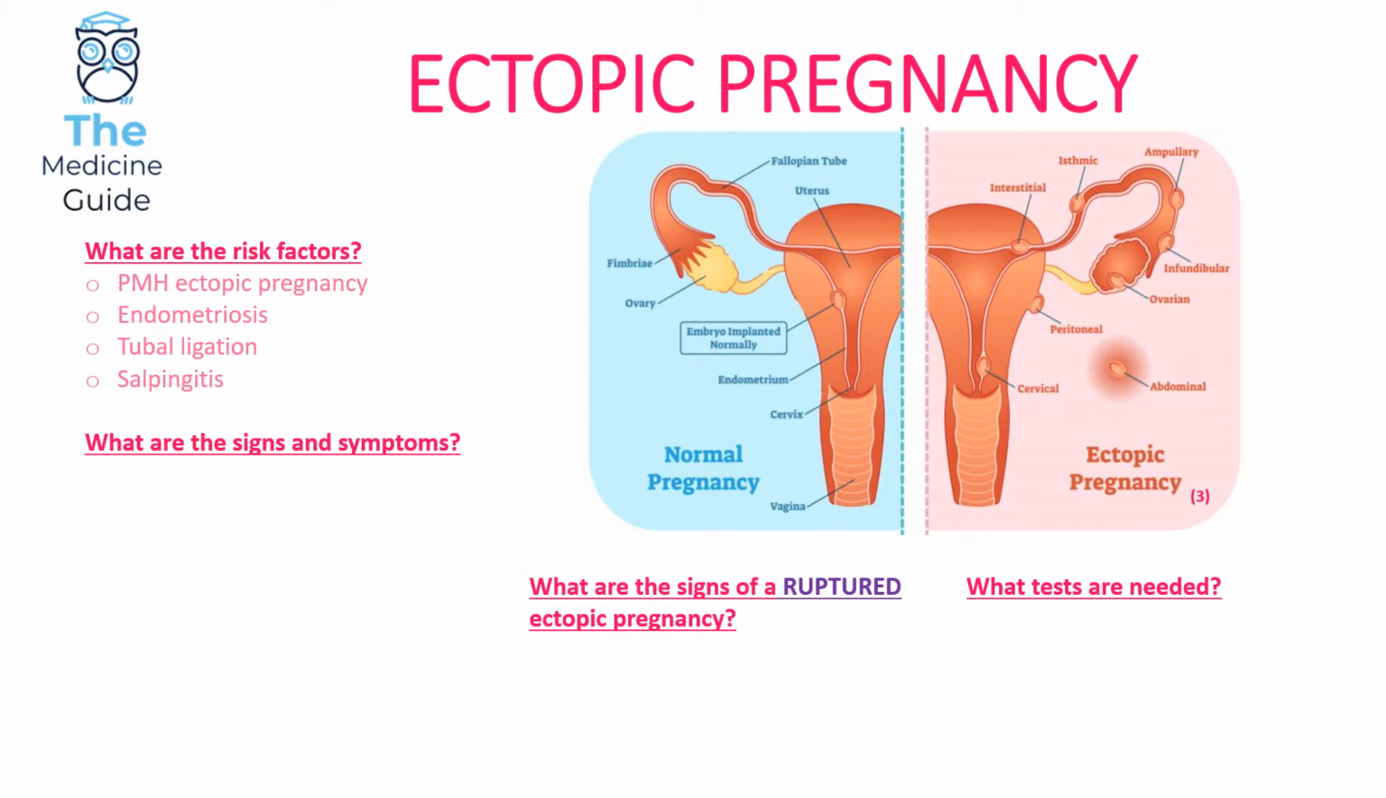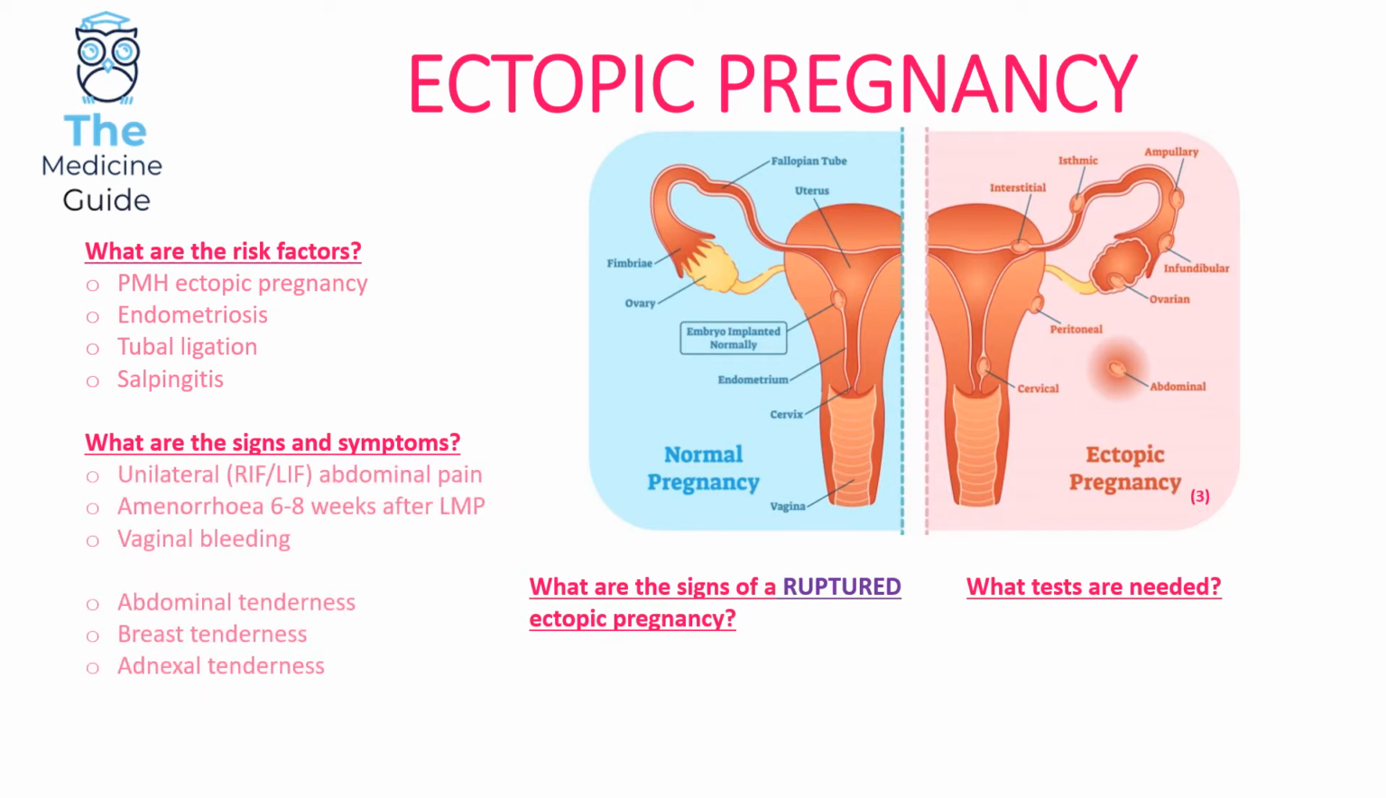Let's look now at the signs and symptoms. Women will present with a sudden unilateral abdominal pain in either the right iliac fossa or the left iliac fossa. These women will suffer from amenorrhea 6 to 8 weeks after their last menstrual period. So that means 6 to 8 weeks after their previous period, these women will have noticed that they haven't had a period.